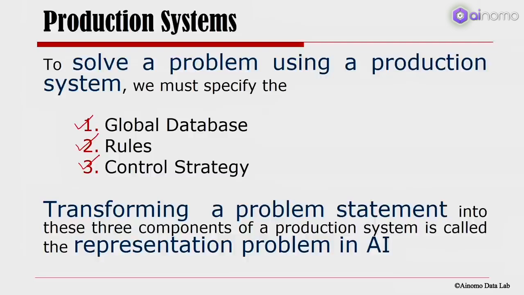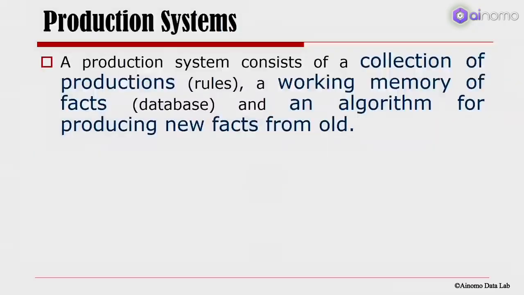And once this is successfully done, then problem solving is about just searching in that problem space for the given goal state given the initial state. A production system consists of productions, that is the rules, and the working memory of facts that's referred to as the database. And the control strategy is about an algorithm for producing new facts from old ones.